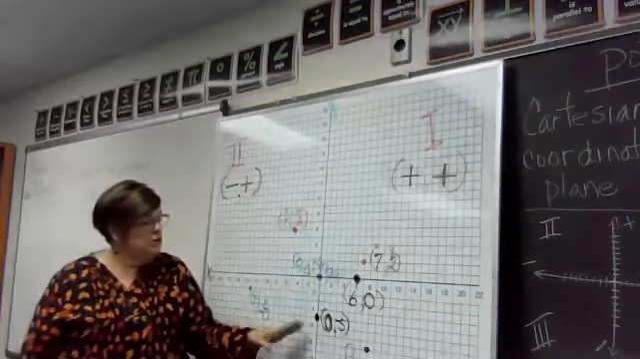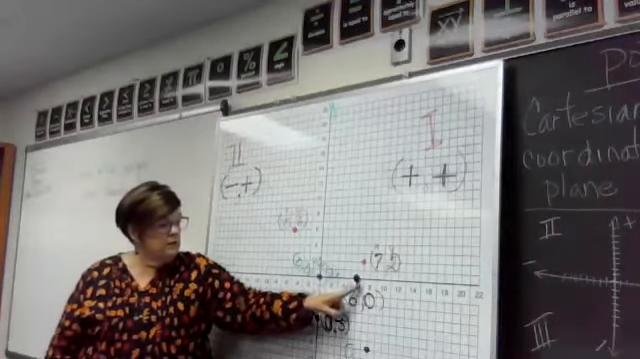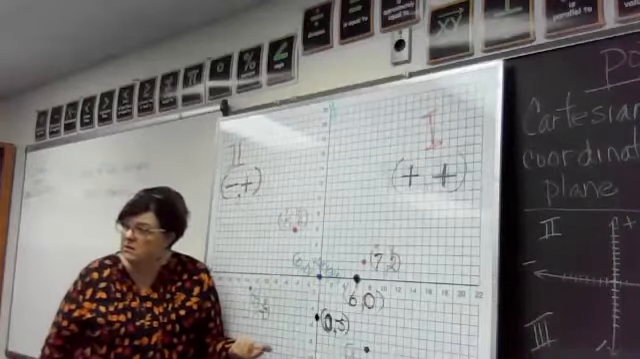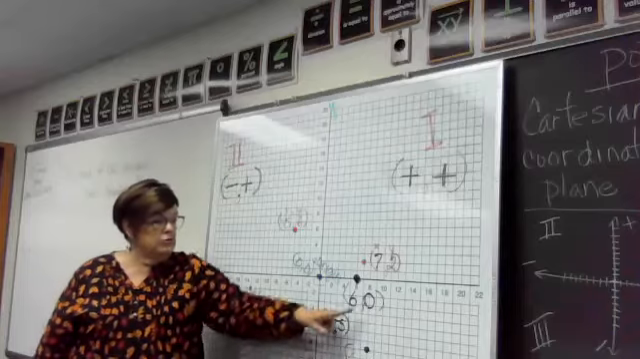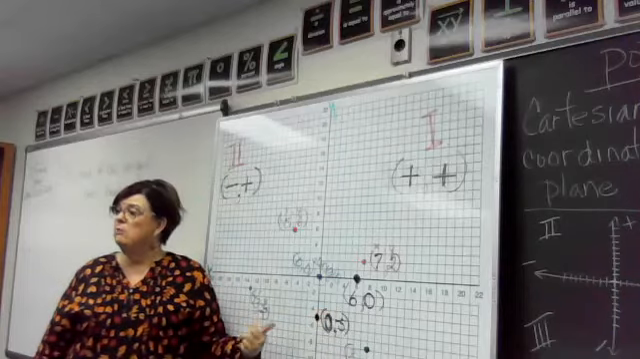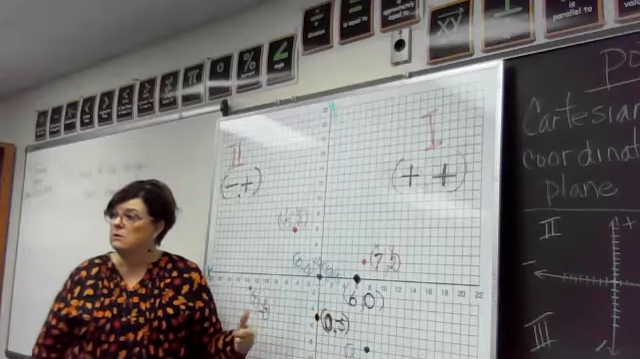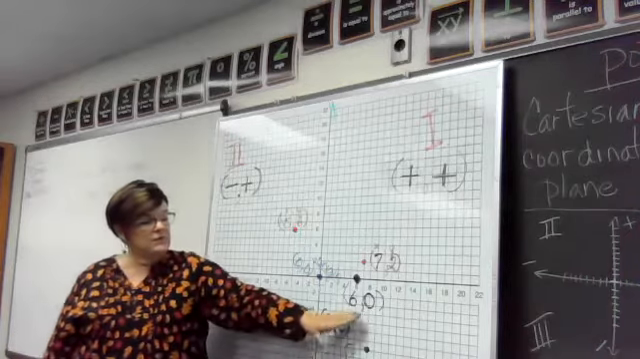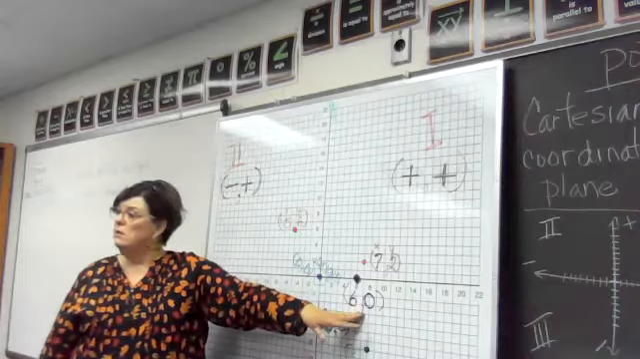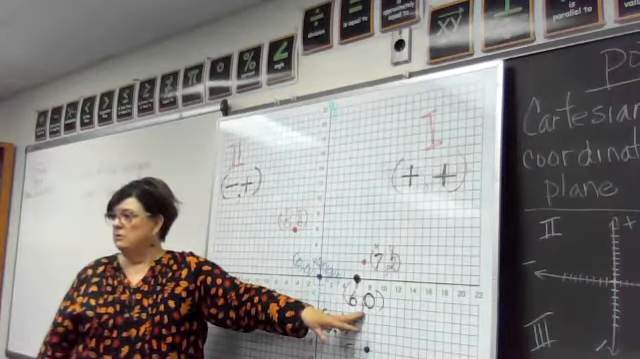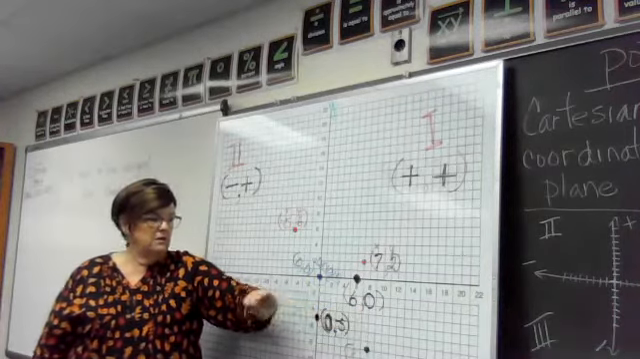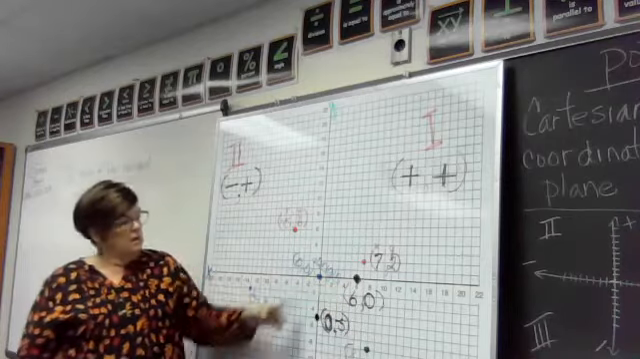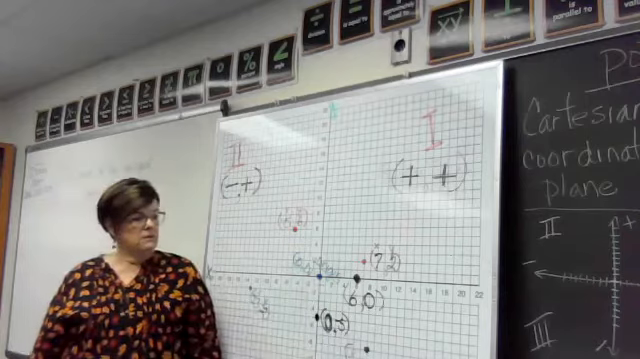Notice that all of the points that are on the axis will have 0 somewhere in there, but it's very important where the 0 is. So be very careful and remember that this point right here is not in a quadrant. If you're asked, it's not in a quadrant, it's on the x-axis. And this is on the y-axis.